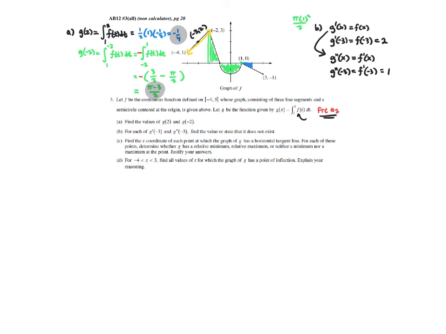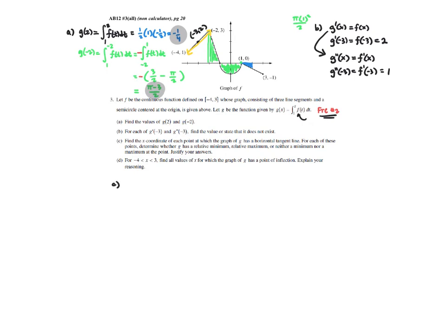If you're going to allocate points here, I'd say A is probably worth 2, and B is probably worth 2, maybe 3. So if you can get through those unscathed, you're looking at probably 4 points out of the 9 for this FRQ, which is pretty good. Okay, let's look at part C.